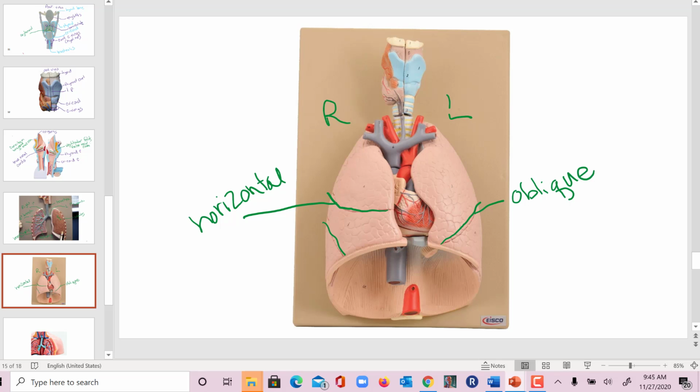So both lungs would have a superior lobe. I'll just put an S for the right superior lobe. The right has a middle lobe, and then obviously both are going to have an inferior lobe. The left lung has this cardiac notch.